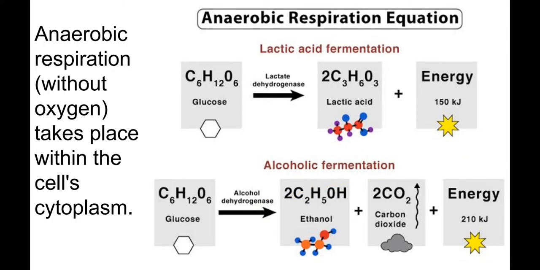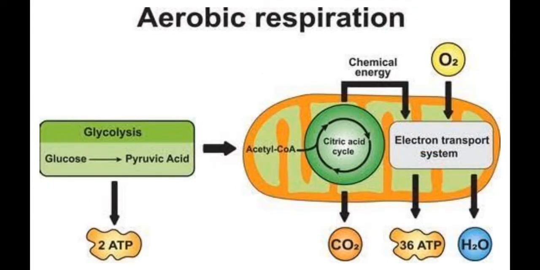So here is anaerobic respiration, just as an example: glucose goes to the glycolysis reaction and produces lactic acid, and the amount of energy is 150 kilojoules per mole. And glucose can go through alcoholic fermentation, but not in every cell, not in animals or plants, mostly in yeast and some other single cellular organisms. The energy produced here is a little bit more, 210 kilojoules per mole. But the most efficient way to produce energy is aerobic respiration.